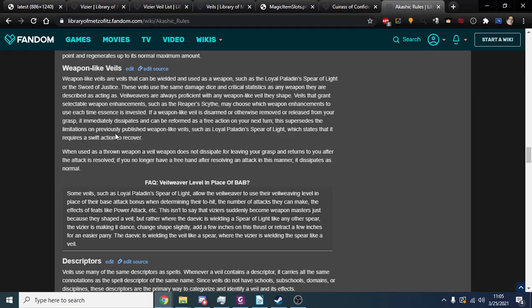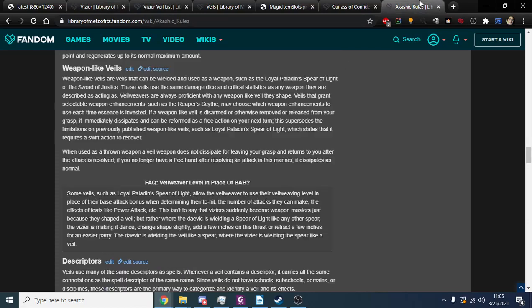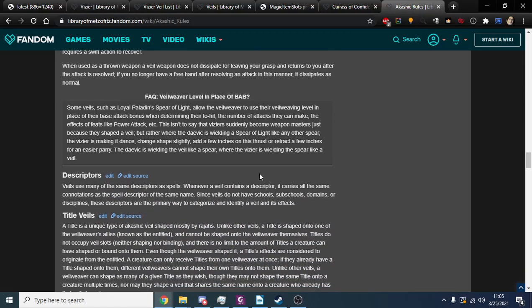As well, a lot of weapon-like veils allow you to use your Veilweaver level in place of your BAB, which is another part of the rules that I'm not a particular fan of for weapon likes, because it allows the vizier to just be a full BAB class. Not super hot on that.